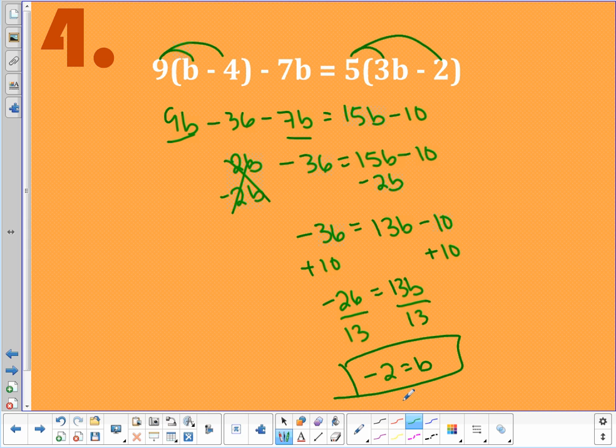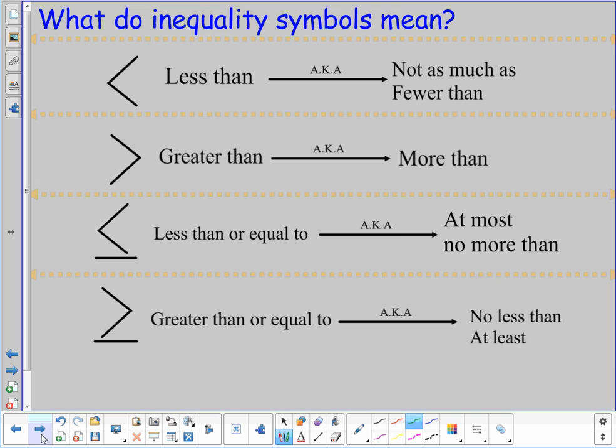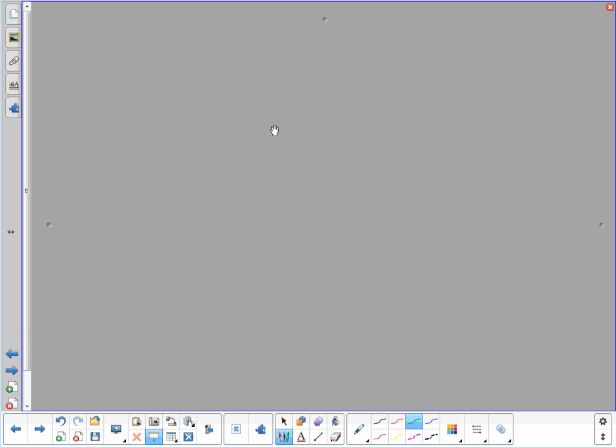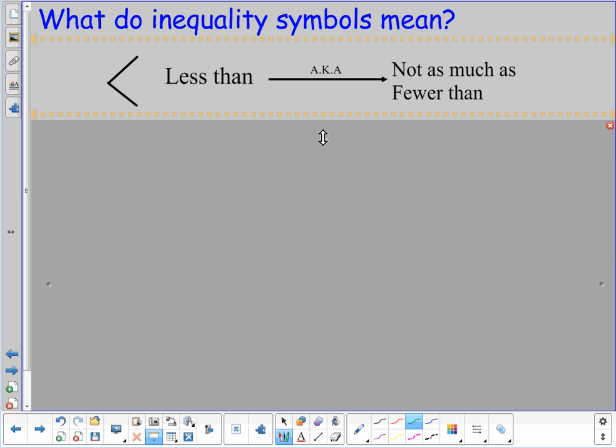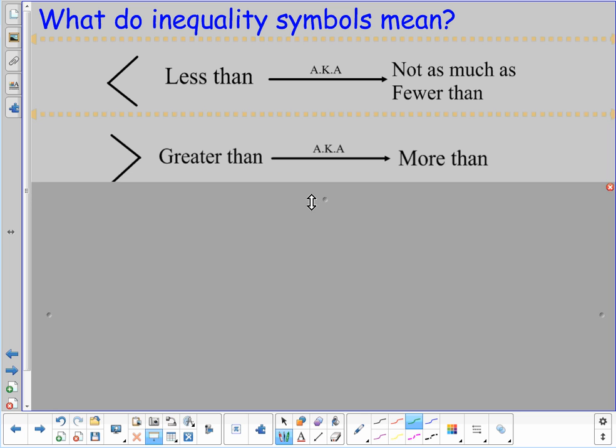All right, so those were all our steps for solving equations yesterday and some more practice with solving equations. We're going to use a lot of these steps today when we solve inequalities, but before we do that, we just want to refresh, what do the inequality symbols say or mean? The very first one up at the top says less than, or in other words, not as much as, or fewer than. The next one is greater than. Greater than is also known as more than.